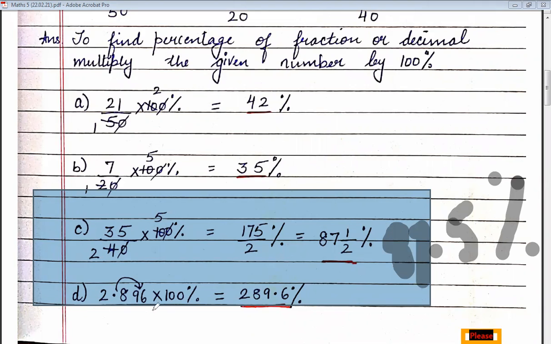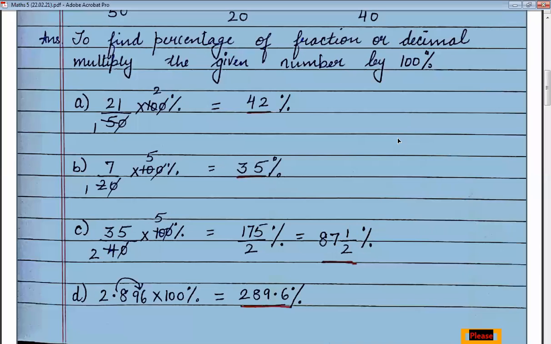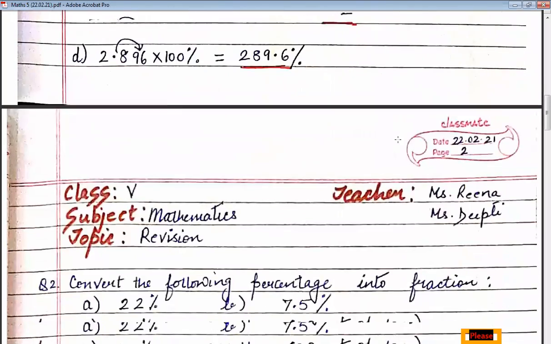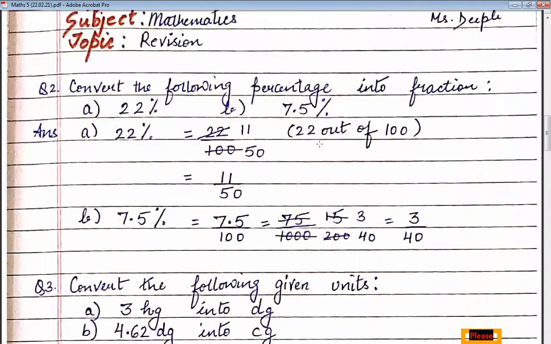Okay. Now let's have a look at D part. It's 2.896. You have to multiply with 100%. And you know that when you are multiplying a decimal with 100, it is going to shift to the right side by two places. So your decimal will come exactly after 9. So your answer is 289.6%. Okay, students, are you clear with this question? Let's move on to our question number 2.